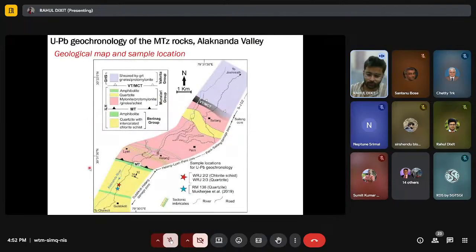For this, this is the combined map of the entire region along the Alaknanda Valley. Here we took two samples from the Berinag quartzites, which lie within the Gulabkoti Hilang damage zone. This red star shows WRG 2x2 and 2x3, which are the quartzite and chlorite schist, which occur as intercalated units in that region. And we also took one sample of quartzite from the previously published data of Mukherjee 2019, which has the same characteristics as the quartzite that we took. So we combined it for better comprehension.